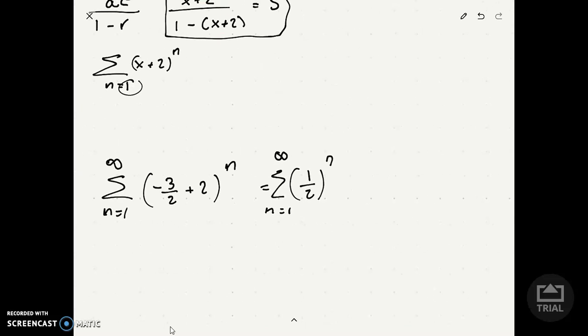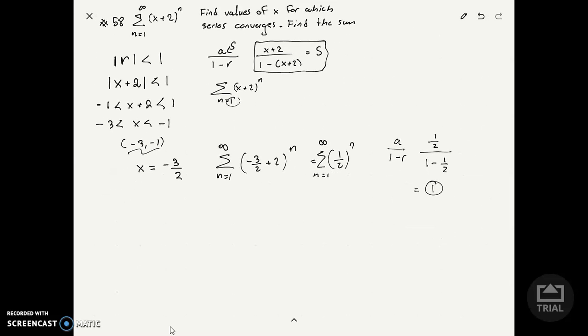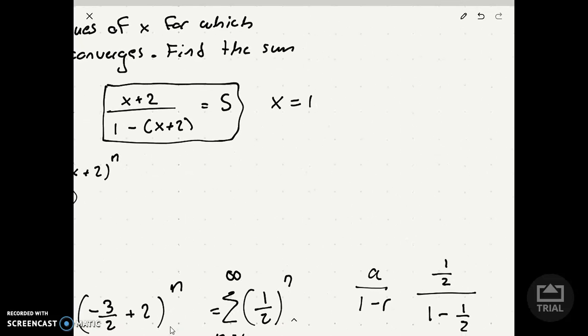So if we were to do the formula, a over 1 minus r, our first term, again, plugging in the 1 here, is 1/2, and then the ratio is also 1/2. So what we get out is basically 1. So this series at x equals -3/2 converges to 1. Now, if we were to plug 1 into our formula, what do we get here? Let's double check. This should also give us 1.